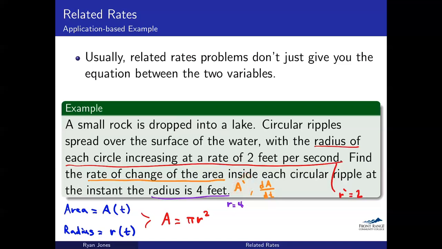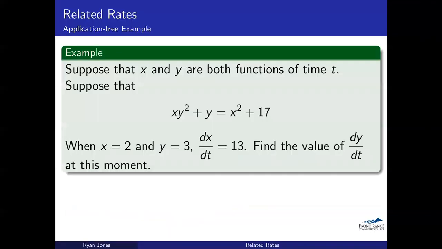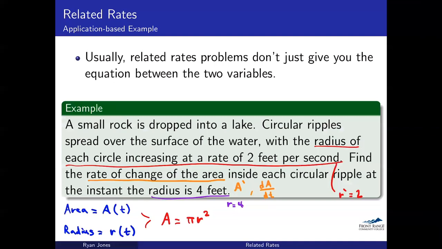This is very, very similar to this problem that we did back here. I was looking for y prime and I was given x, y, and x prime. And so I'm given all of this info and I just need to find one of the other variables, y prime. And so in this case, we're doing the same thing. We obviously have this equation down here, A equals pi r squared, but I'm given the info that r is equal to 4, r prime is 2, and I'm looking for A prime.